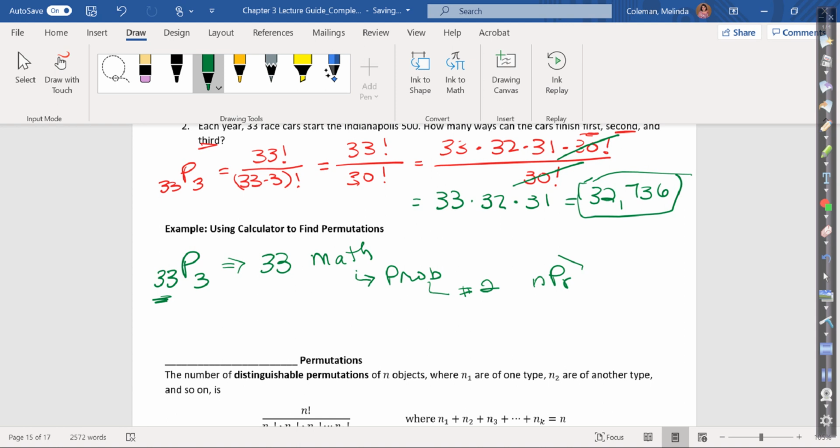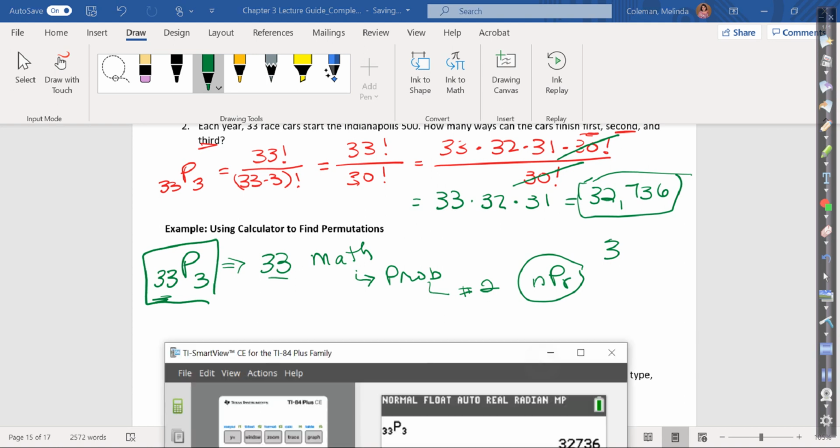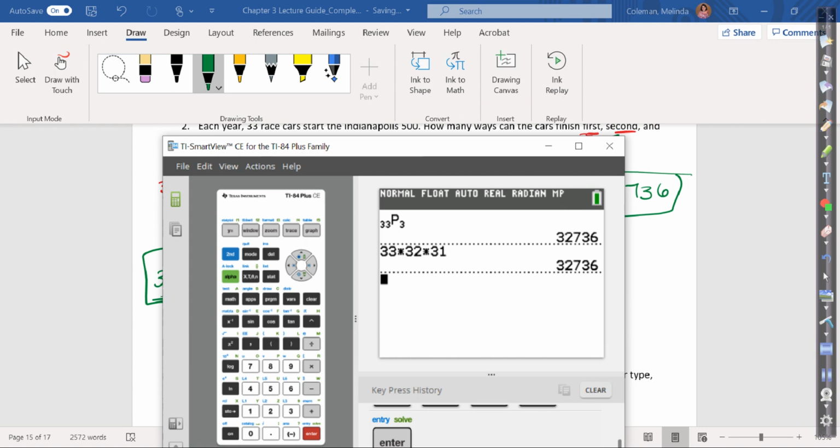After you hit the nPr key, don't forget to close off by hitting the next digit, which in this case was a 3. So when you're done, on your home screen, you should see exactly the permutation that you want. You should see exactly the permutation that you want: 33P3.